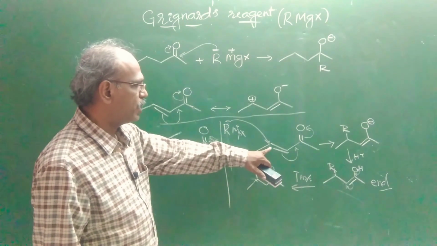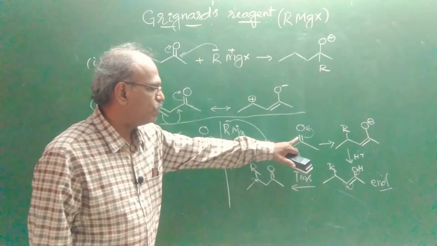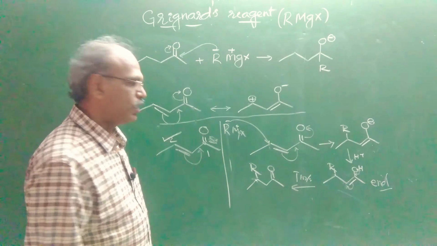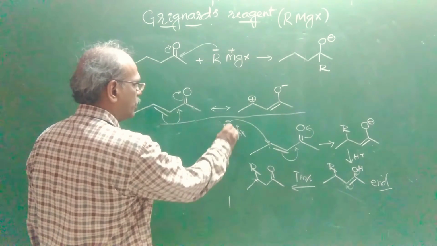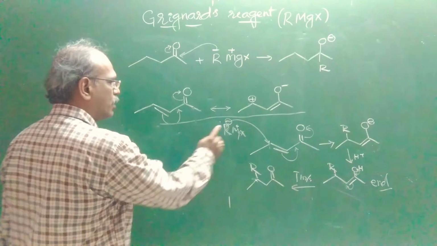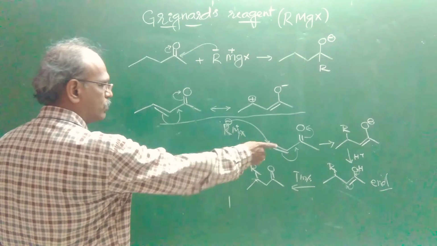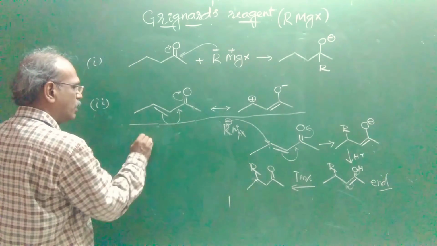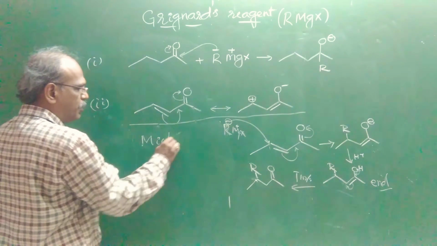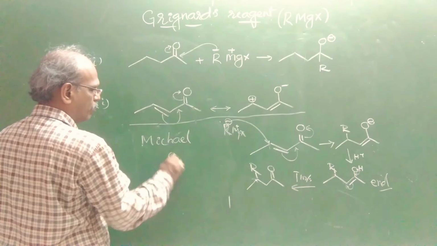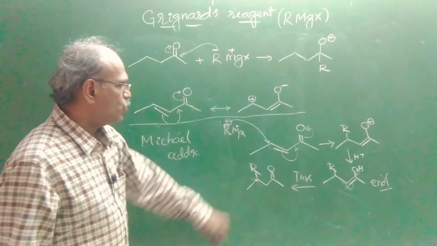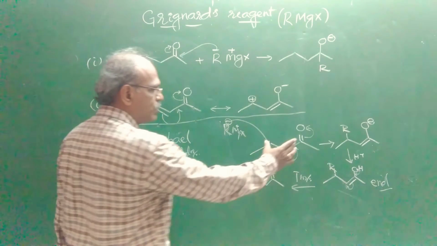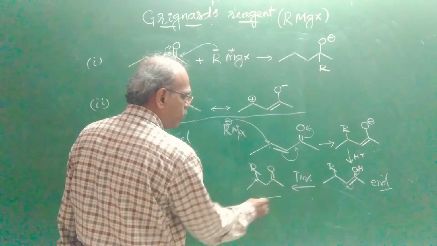Nucleophilic addition is taking place in the case of a conjugated system. This type of reaction in conjugated systems, the reaction of Grignard's reagent in this conjugated system, is said to be Michael addition. This is called Michael addition. Okay, so what is the net reaction? This is the reactant. This is the product.